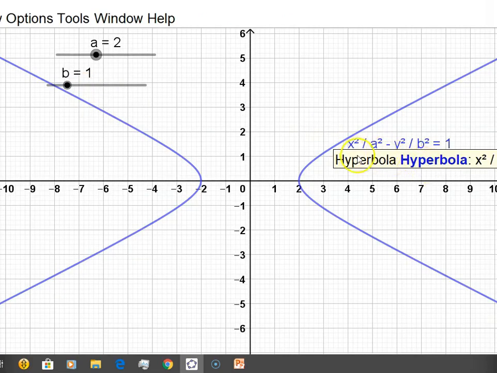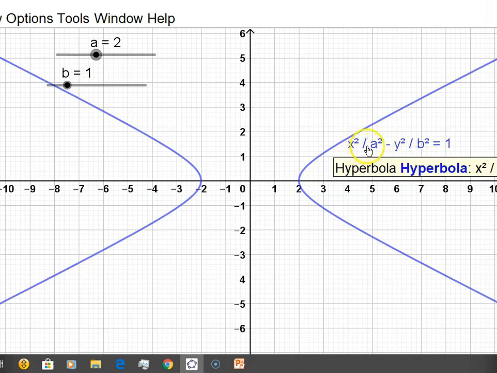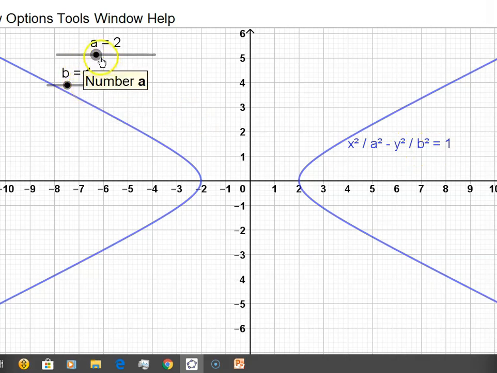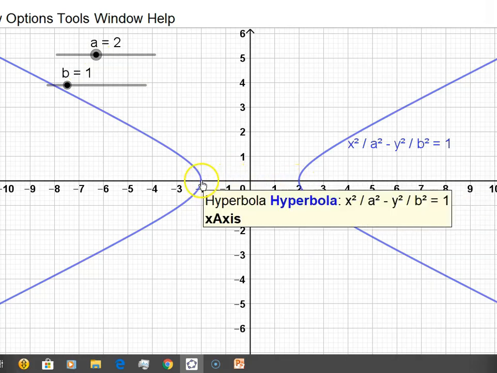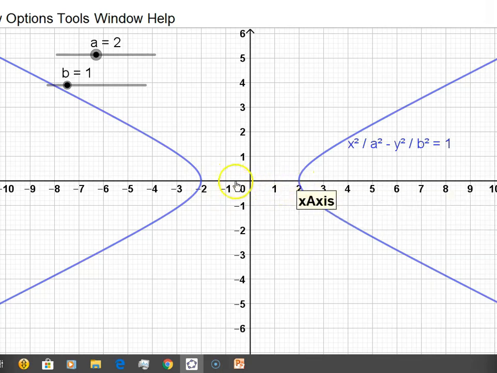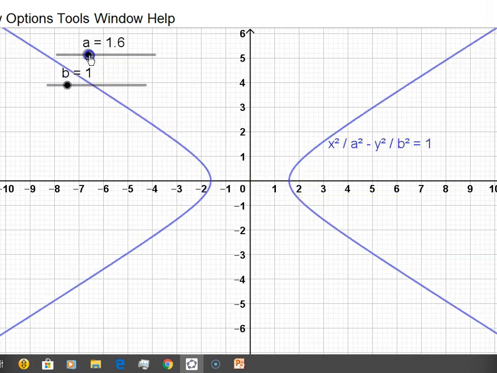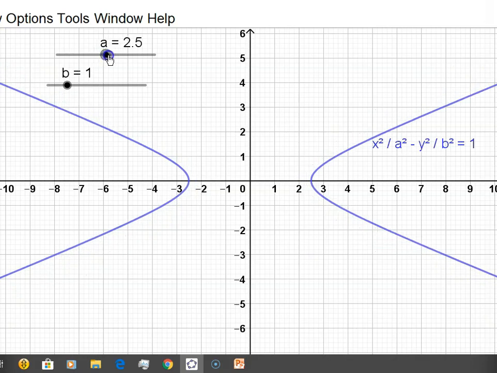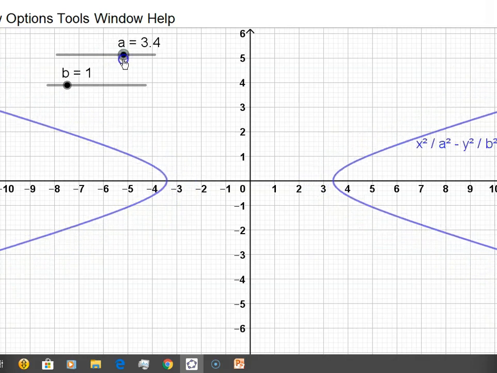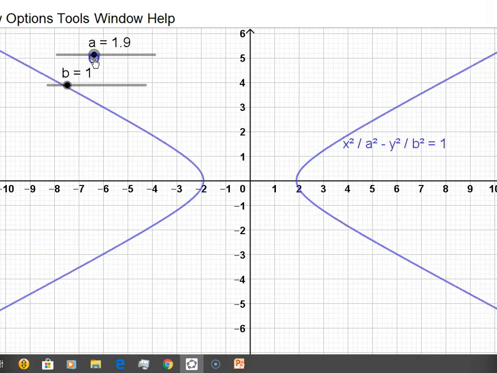Well, here we have a GeoGebra file which allows us to look at the hyperbola, which has got equation x squared over a squared minus y squared over b squared equal to 1, and I can vary the values of a and b. But firstly, note that a gives us the vertex here of the hyperbola, two of them, one at negative a and the other one at positive a on the axis. If I change a, then that will move the position of that vertex. It's really stretching the hyperbola in the direction of the x-axis.